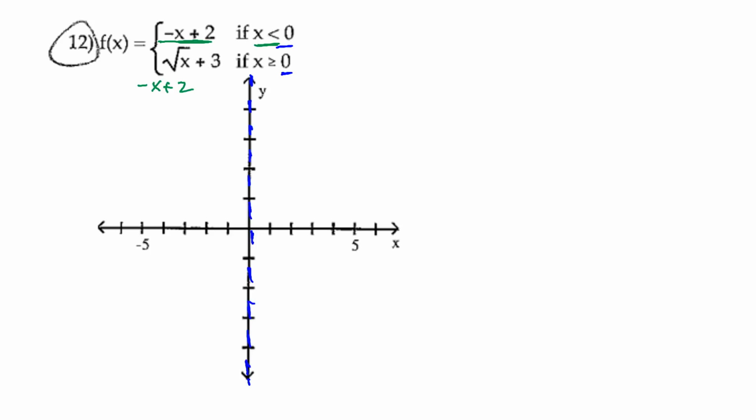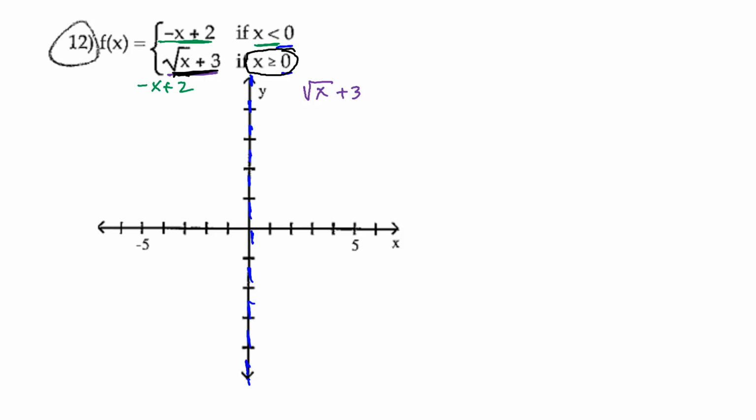The other rule happens when x is greater than or equal to 0, so that would be the right side. So radical x plus 3. What we need to do now is use either substituting points or some kind of transformation to graph the points. But one thing that we'll notice is that this particular inequality has an or equal to. So that means that when we graph radical x plus 3, we have to put a solid point on the boundary.